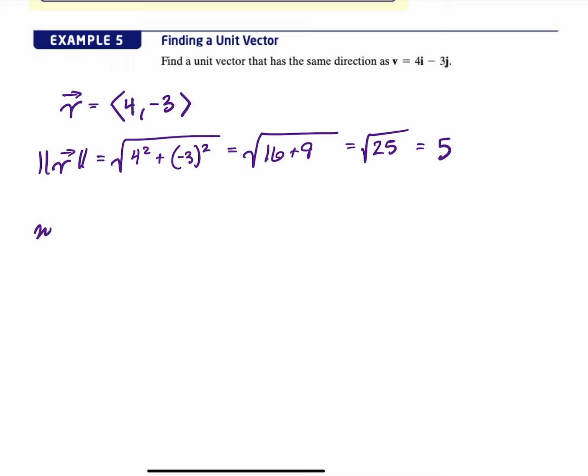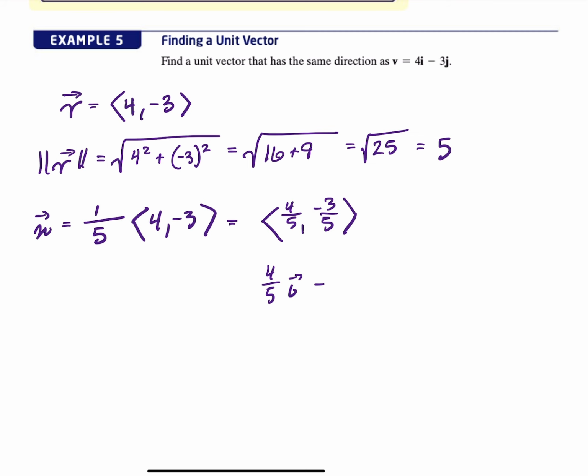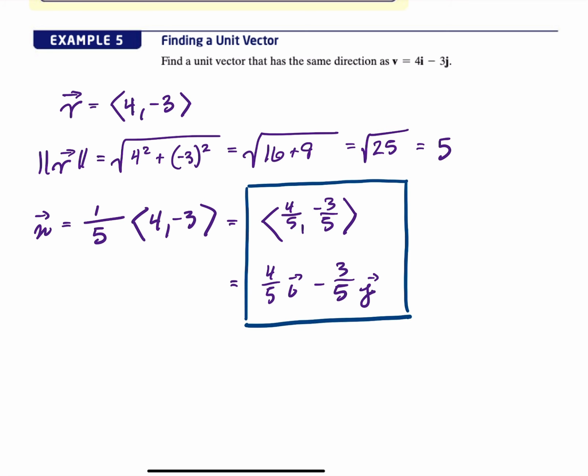So that means our unit vector in the direction of v would be 1 over 5 times the vector. So we would get 4 over 5, comma, negative 3 over 5. Or using i and j, we could say 4/5 i minus 3/5 j. So we have a vector in the same direction as v, but scaled so that its magnitude is equal to 1.